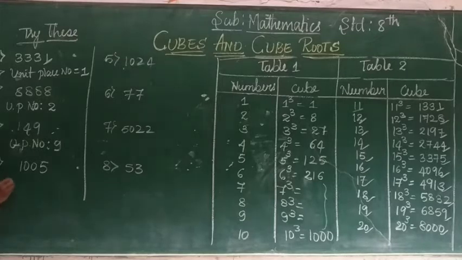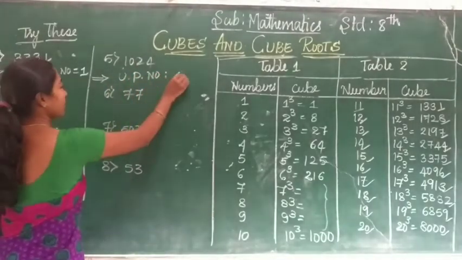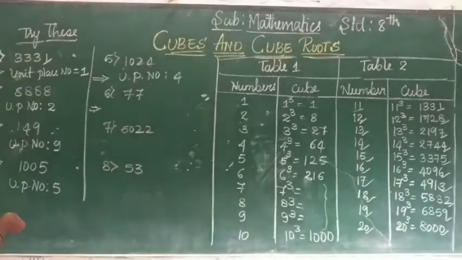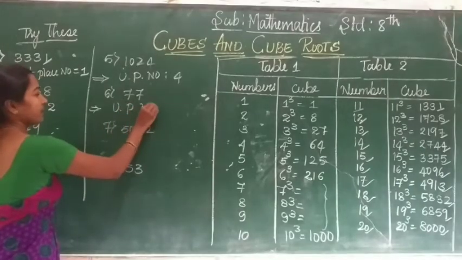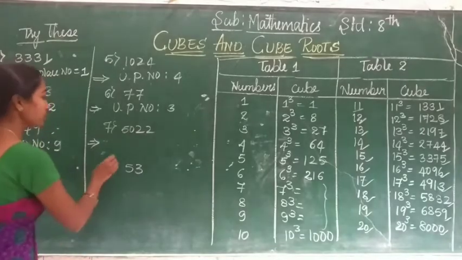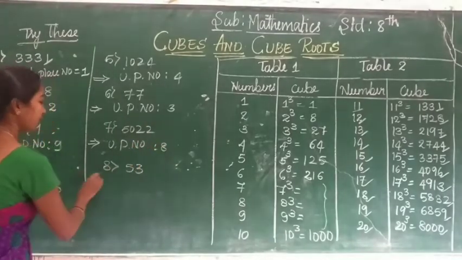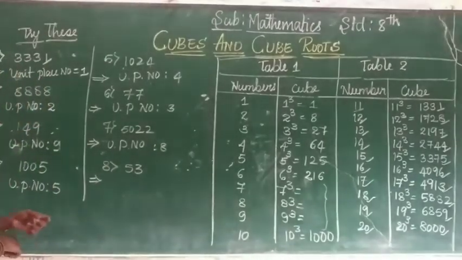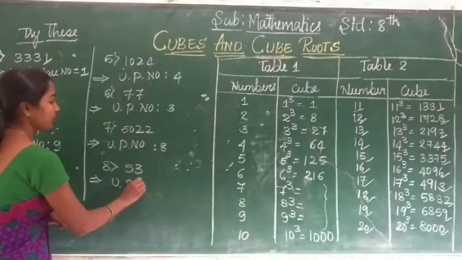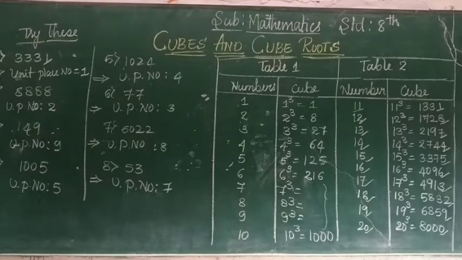Now let us come to the 4th. Here the number is ended with 5. The unit place number of the cube also ends with 5. 5th one, the number is ended with 4. The cube unit place number is also 4. Yes, 77 is the number. Its cube has 3 in its unit place. Now come to the 7th one. The number is ended with 2. The cube unit place number is 8. Last one, 53 is the number, and its cube unit place number is 7. From this, we conclude that if 1 is the number, its cube has 1 in the unit place.